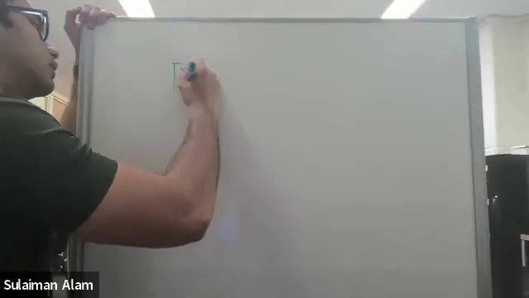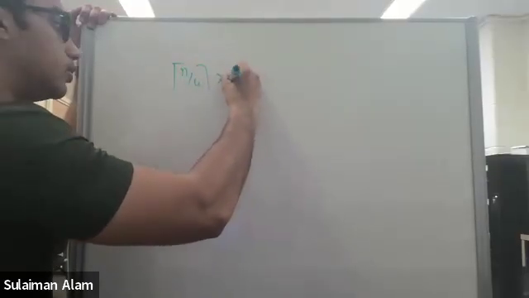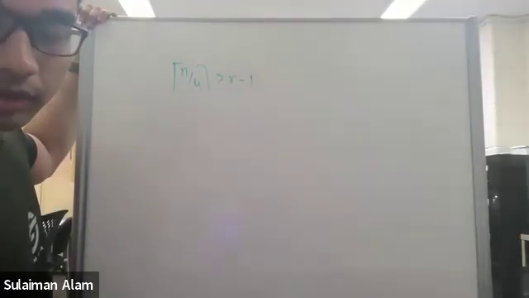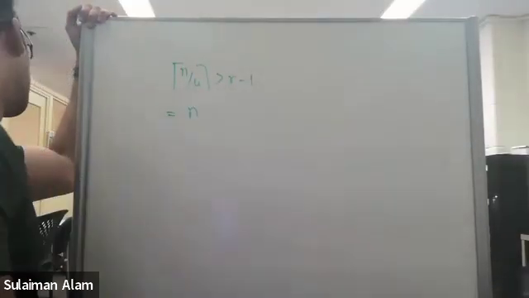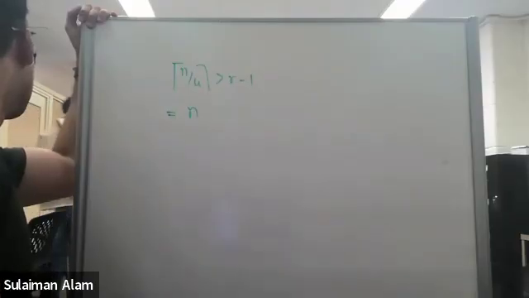So correct me if I'm wrong. This is what your formula is saying. R minus 1 equals n. It's explaining the bounds, right? The bounds of the ceiling function. What do you mean by the bounds?